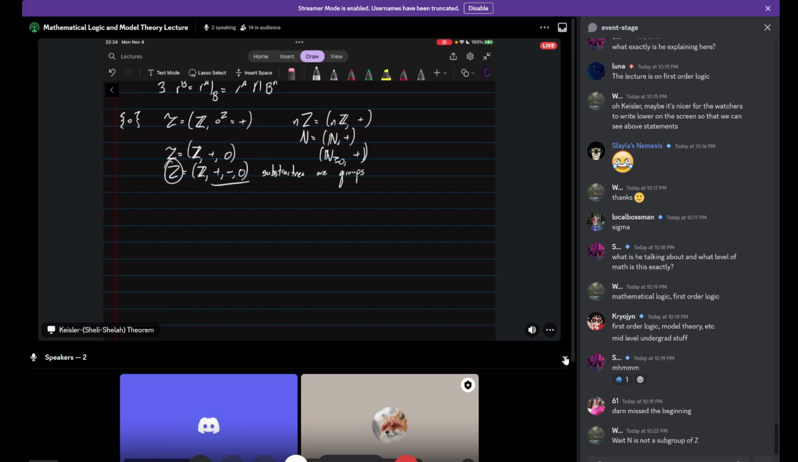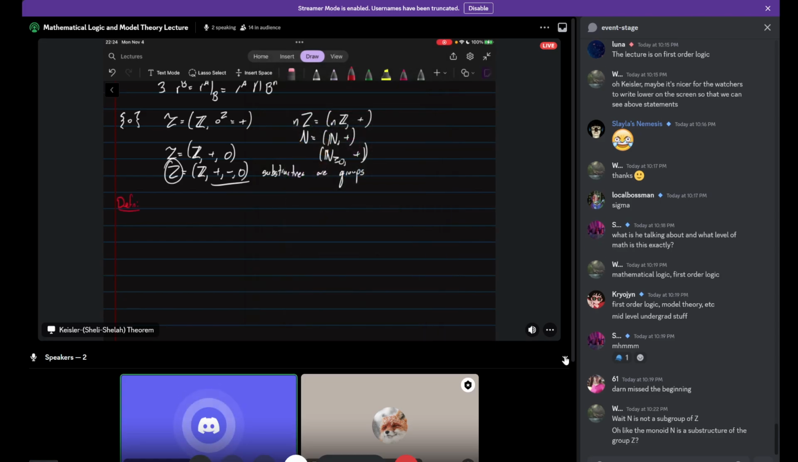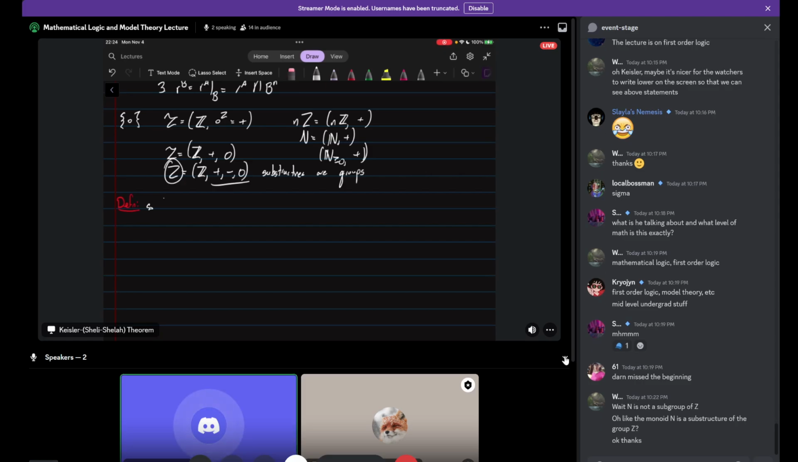Okay, another similar definition to a substructure is a reduct. So let sigma naught be a subsignature of sigma.